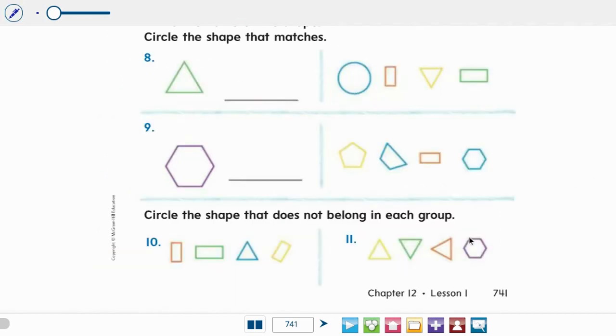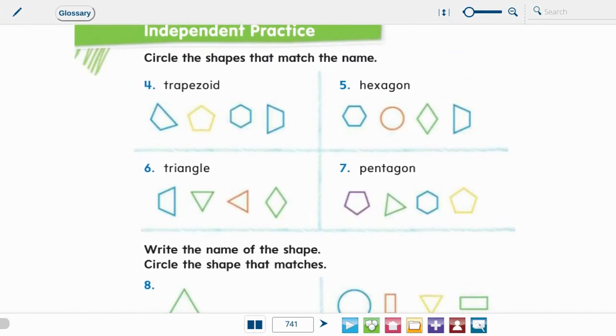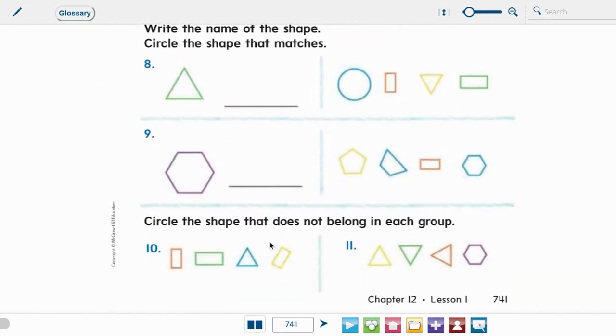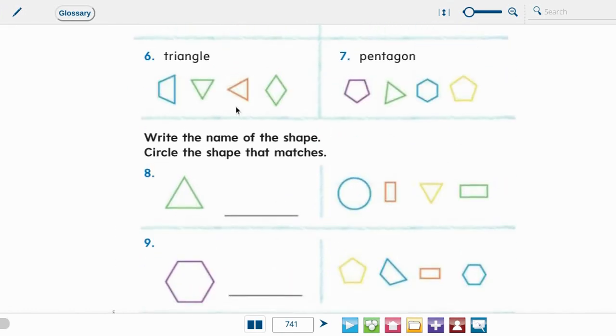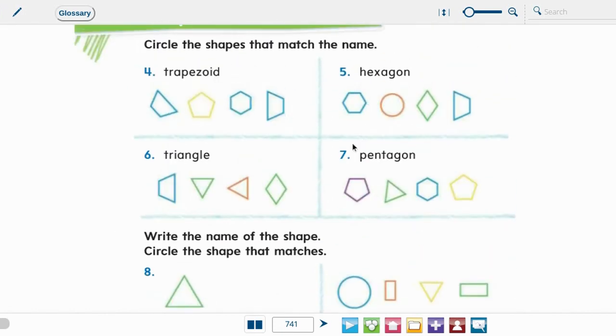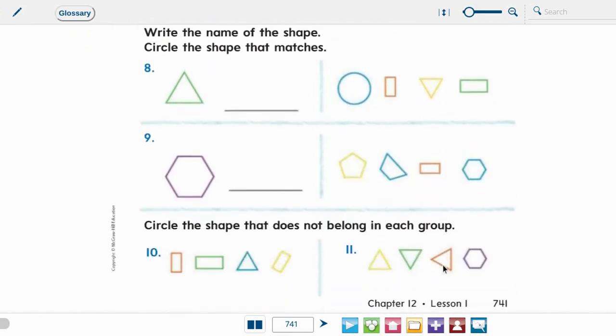All right, we're going to go on to page 741. On page 741, in just a second, I'm going to ask you to pause your video so you can do your math work. But we're going to do numbers 4, 5, 6, 7, 8, 9, 10, and 11. I know it's a lot, but it's the same thing that we were just doing. We're going to be looking and circling the shapes that match the word. Down here, we're going to write what this shape is and then find it over here. And then down here, we're going to circle the shape that does not belong in each group. So which one does not fit?